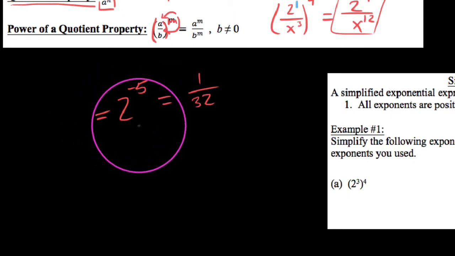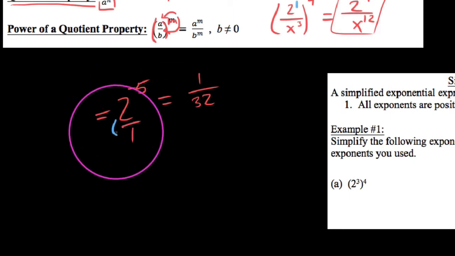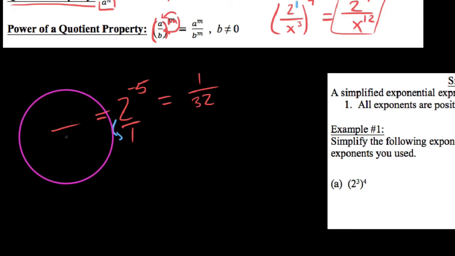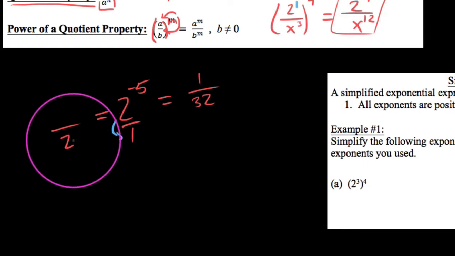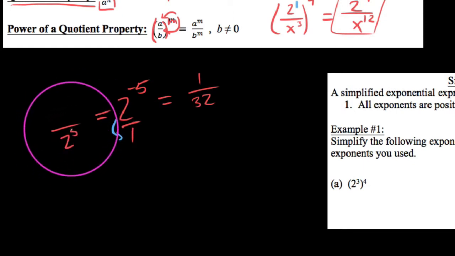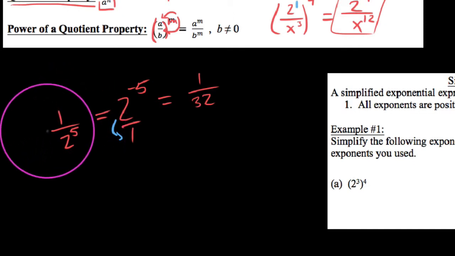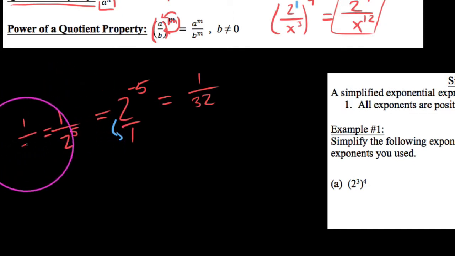And this came out to being the same thing as, now keep in mind what I just said, if we were to take this base and put it downstairs, it would be down here now, and its exponent would become positive. And that would leave nothing but 1 on top. But that's the same thing as 1 over 32.